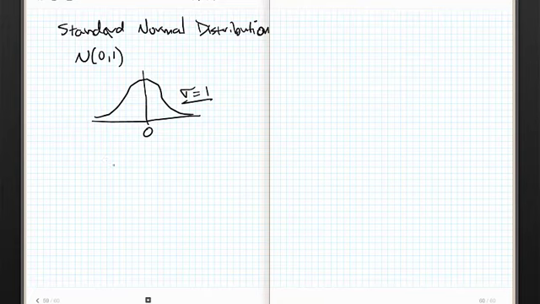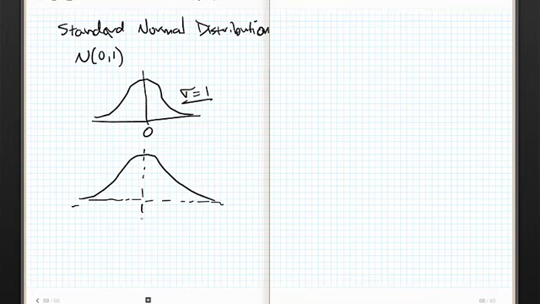Before we do anything further, I want to show you how to read probabilities off of this standard normal distribution. Let's think about this for just a sec. That point right there is 0. We know the standard deviation is 1.